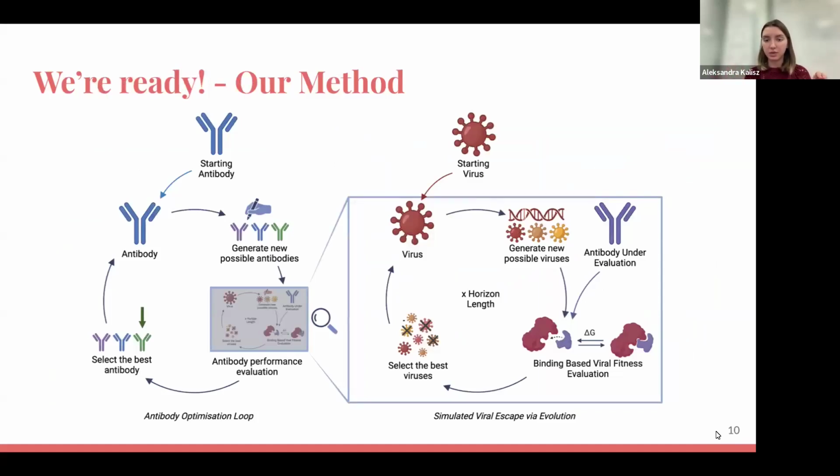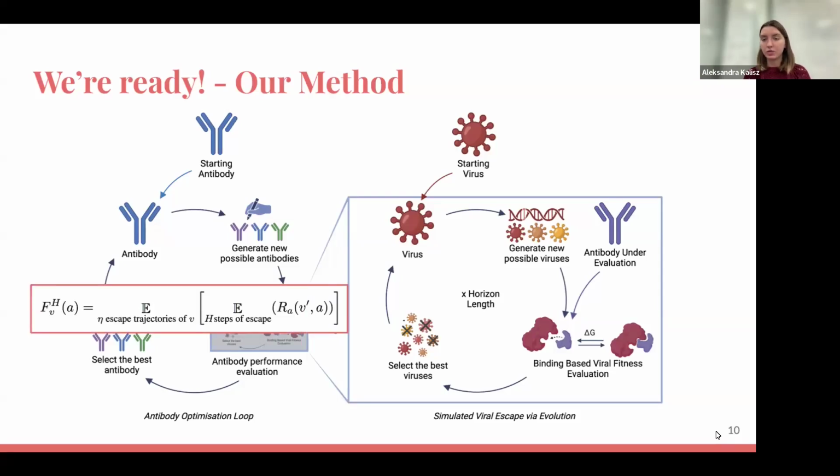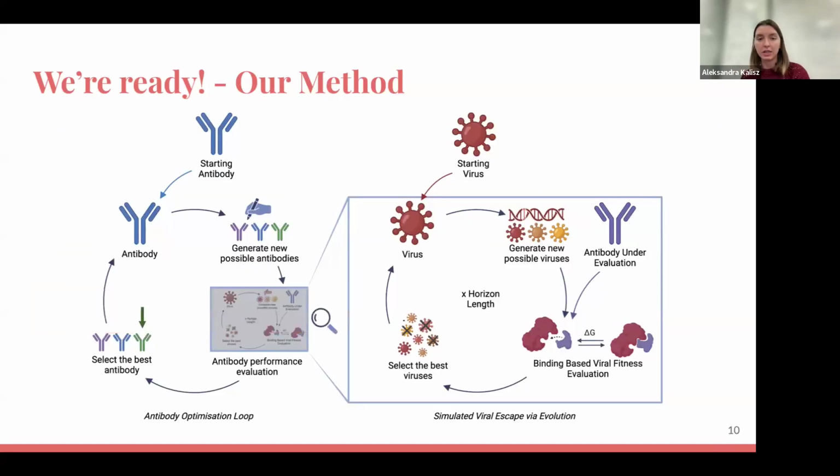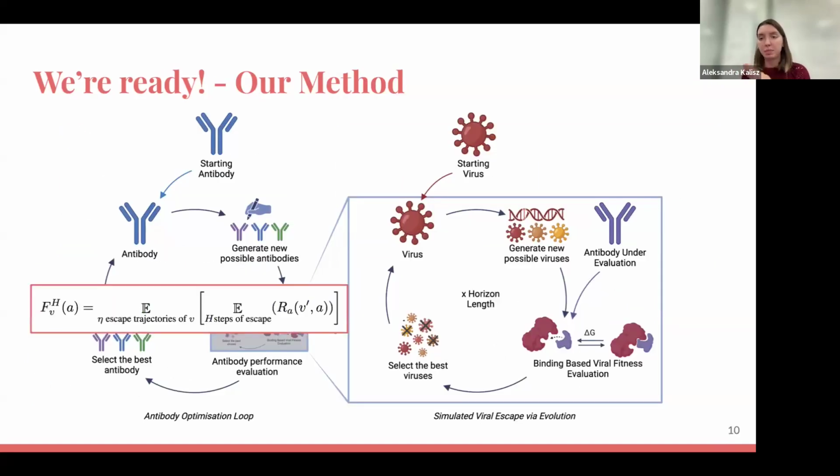So if we were to formalize what the antibody is actually optimizing, coming back to your question from earlier, it is optimizing for its own payoff, which would be, if you look at this line at the bottom here, bind to the virus, don't bind to the anti-target, and it also indirectly wants the virus to not bind to its target. So that's the immediate payoff, the myopic objective.